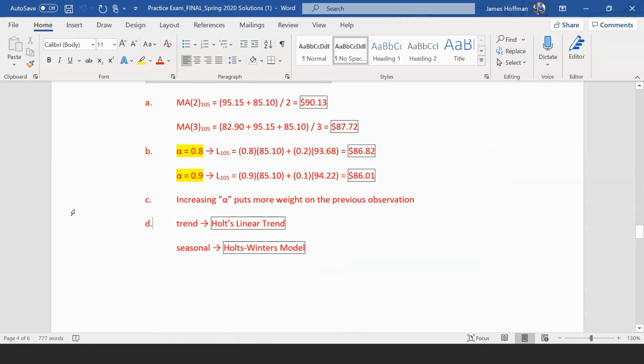For the trend, remember we did it in the example, we used Holt's linear trend. And for the seasonal, there's a model we use called the Holt-Winters model, which captured seasonal aspects of data. Those are the two we use in that example: if our data had a trend, Holt's linear trend, or a seasonal pattern, the Holt-Winters model.